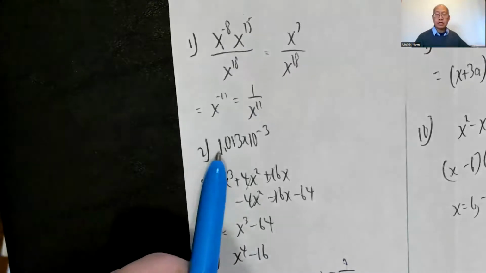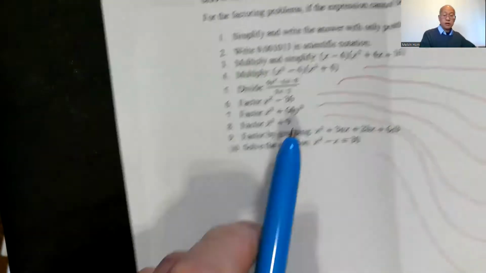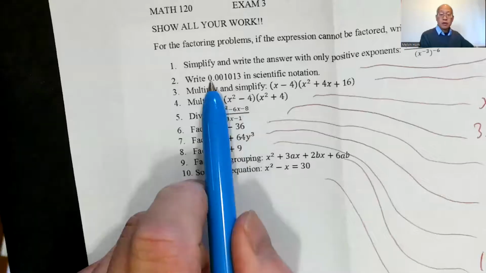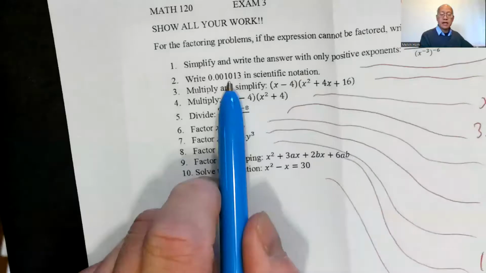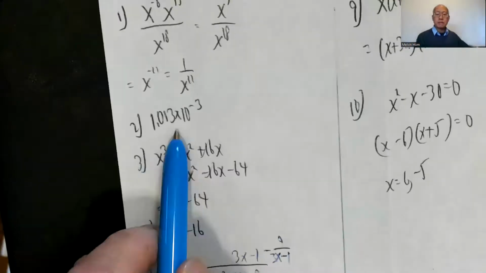Number 2, we have to move the decimal over 3 spaces to get a number between 1 and 10. You look at the original. So I have to go 1, 2, 3 spaces, and it's a negative exponent because it's a small number. So 1.013 times 10 to the negative third.